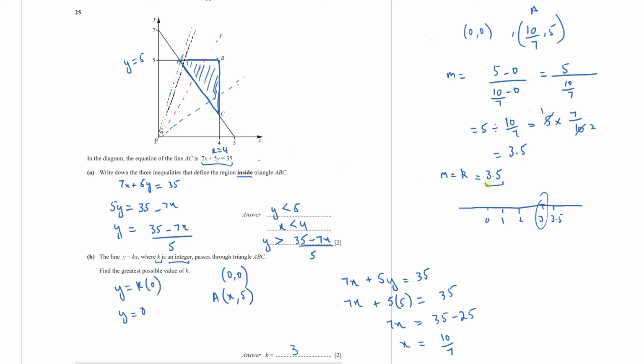So we decrease the value of k because we are looking for an integer, and we're also looking for the line to pass through this triangle. So I decrease the slope from this green line to this black line, and the greatest possible integer value of k turned out to be 3. So your answer would be 3 in this case.